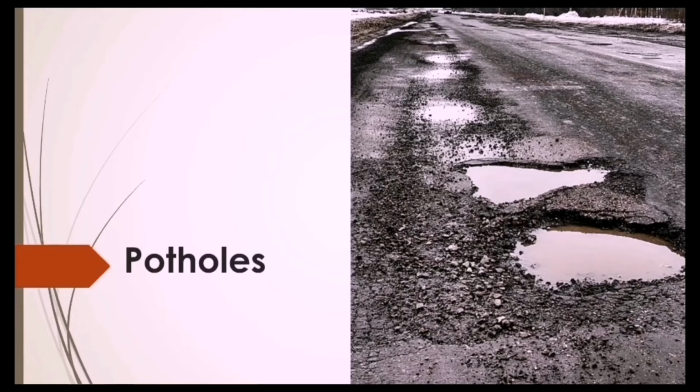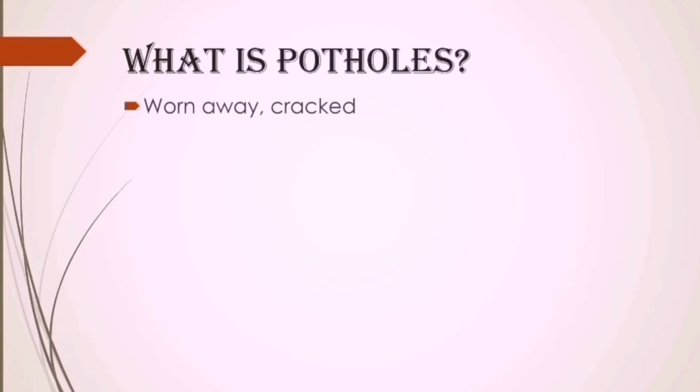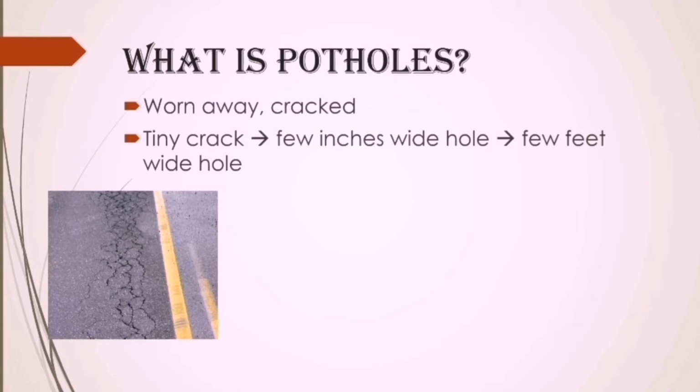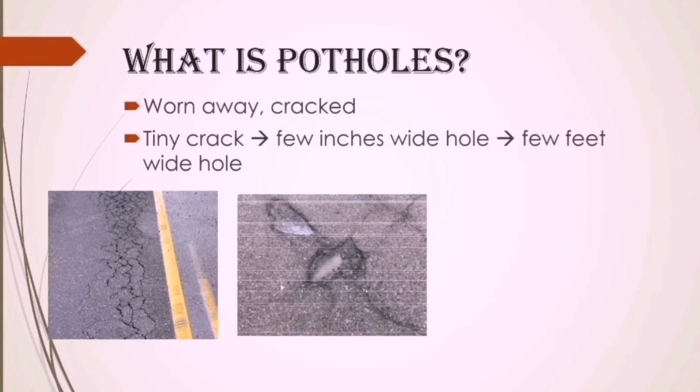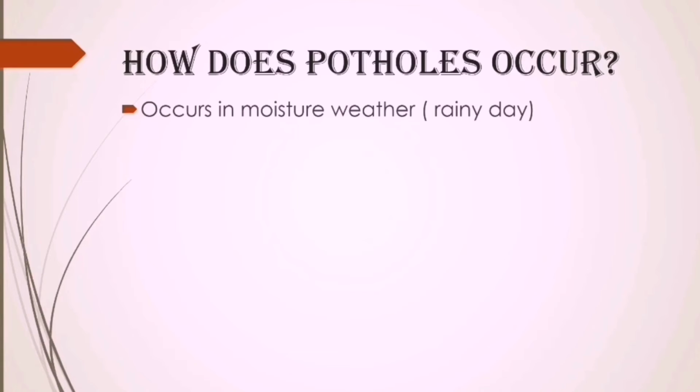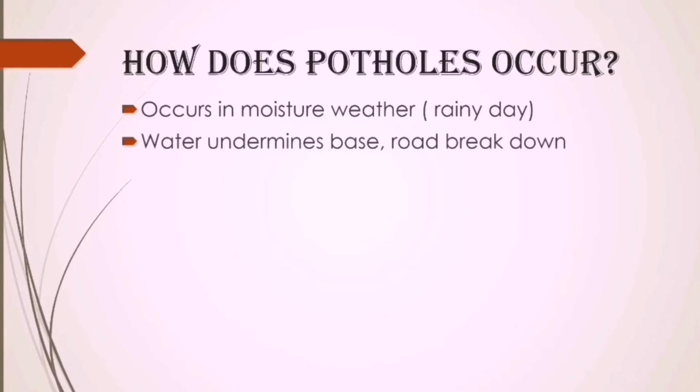Now I'm going to present the part which is potholes. Potholes are the areas of the road that have worn away, cracked, or eventually formed a hole. At first, it will start out as a tiny crack, but without repairing, it will grow into a hole anywhere from a few inches wide until deeper, a few feet wide or several inches deep. Potholes frequently occur in moist weather, such as on a rainy day. When water gets underneath the base, it will cause the area of the road to break down.